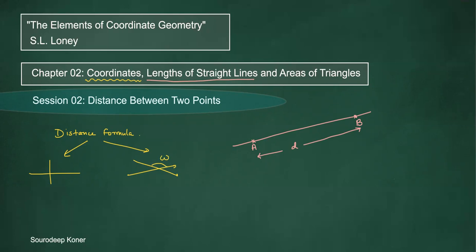So let's get started with the first aspect, that is distance formula in a rectangular coordinate system. What we are going to do is first of all assume the x-axis and y-axis to be perpendicular. Let me give a small heading to this as well. What we are going to find out is the distance formula for rectangular coordinate system.